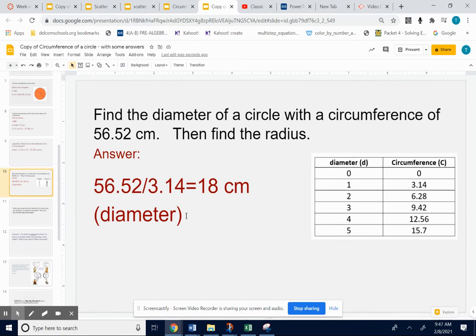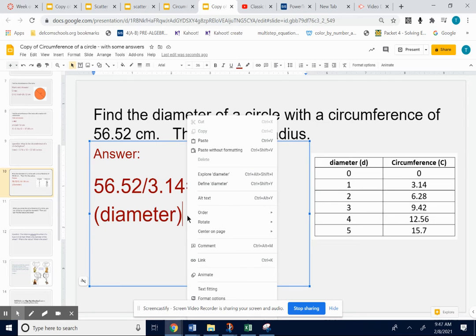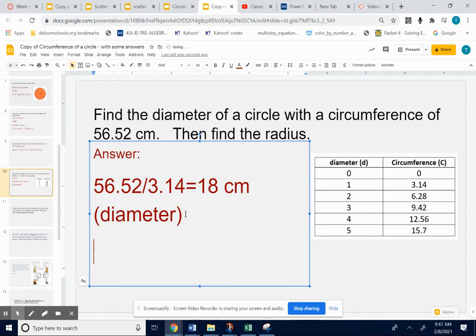So the radius, I'm having trouble typing and spelling today. Radius is equal to 18 divided by 2, which is 9 centimeters. So if they give you the circumference, you can divide by pi, 3.14, to get the diameter.